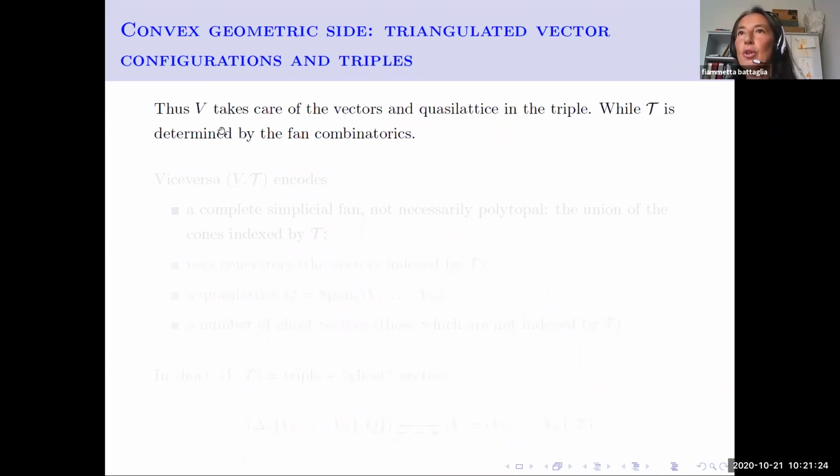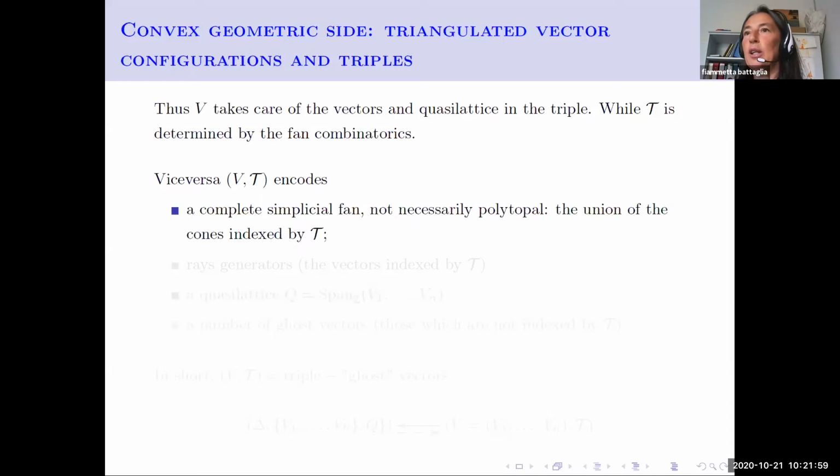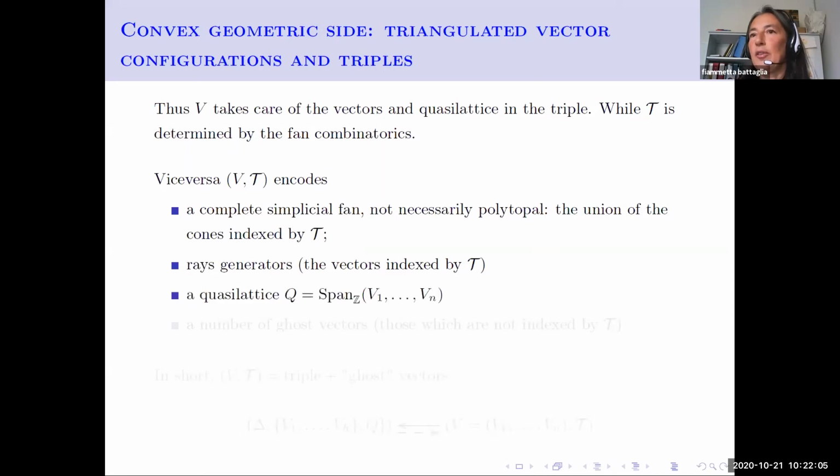So we were saying how we encode a Prato's triple in this pair. V takes care of the vectors and of the quasi-lattice, while T is determined by the fan combinatorics. So T is the pure combinatorial datum, okay? And T together with V always encodes, whenever we have this kind of datum, a complete simplicial fan, its ray generators, a quasi-lattice Q, and a number of ghost vectors, those that are not indexed by the triangulation T.